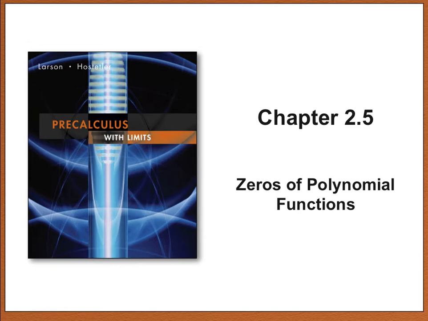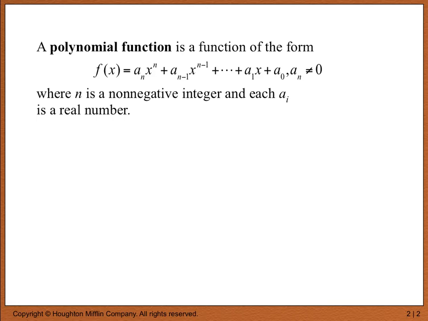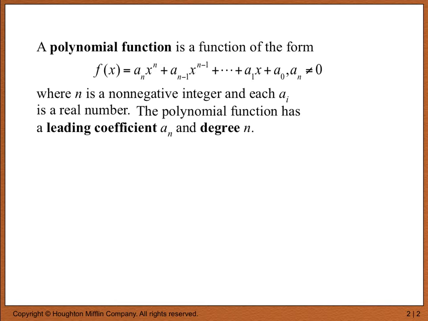A polynomial function is a function of the form f of x equals a sub n x to the n plus a sub n minus 1 x to the n minus 1, etc., etc. Now, that's really just a complicated way of writing something that you've been doing already ever since Algebra 1. And really what we're doing this for is because we just want to make sure that you understand all the terms that you need to understand. All right, so the polynomial function has a leading coefficient a sub n and degree n. I think the best way to do this is looking at some examples.